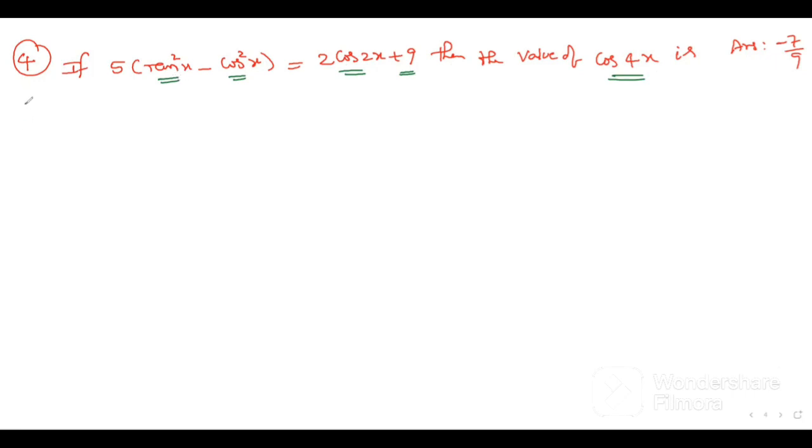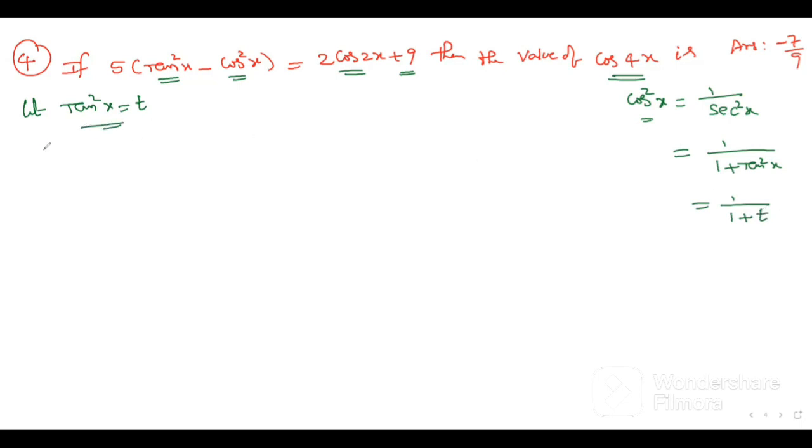Here, tan square x, let us take t. Cos square x, we form in terms of tan square x. Cos square x can be written as 1 by secant square x. Secant square x we have formula 1 plus tan square x, so 1 by 1 plus tan square x, 1 by 1 plus t only. So 5 times of tan square expression t minus cos square expression 1 by 1 plus t.